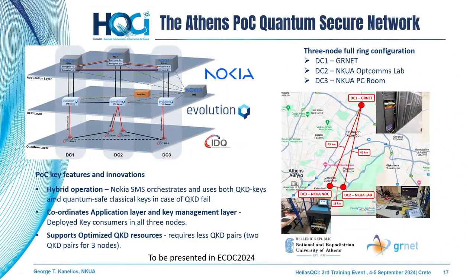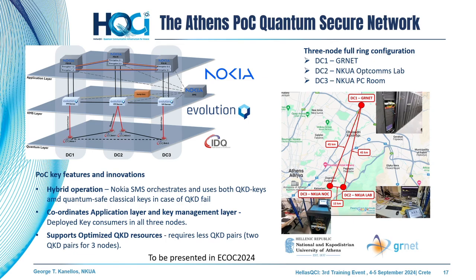So we put everything into test already since February, and we managed to demonstrate this hybrid operation, so encrypting in the various nodes with QKD keys or classical keys if the QKD or the KMS fail, and we managed to test the coordination of the application layer with the KMS and the QKD. And of course, not to mention that this was a critical part as well.